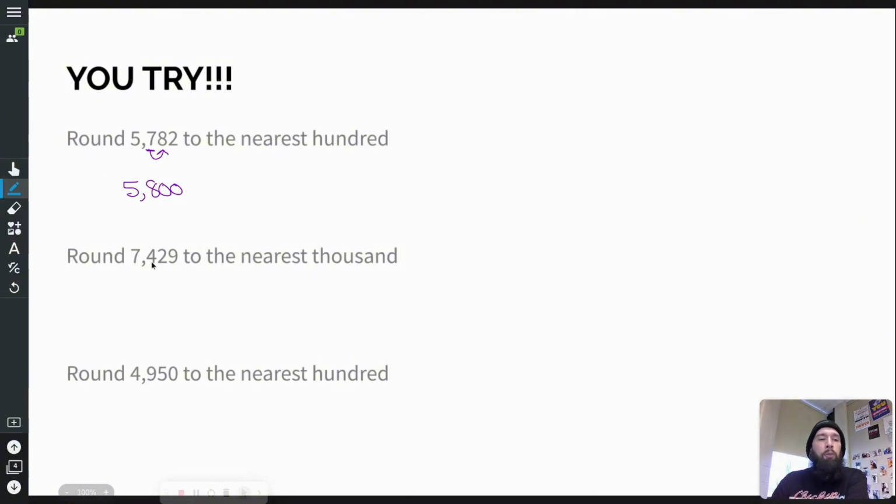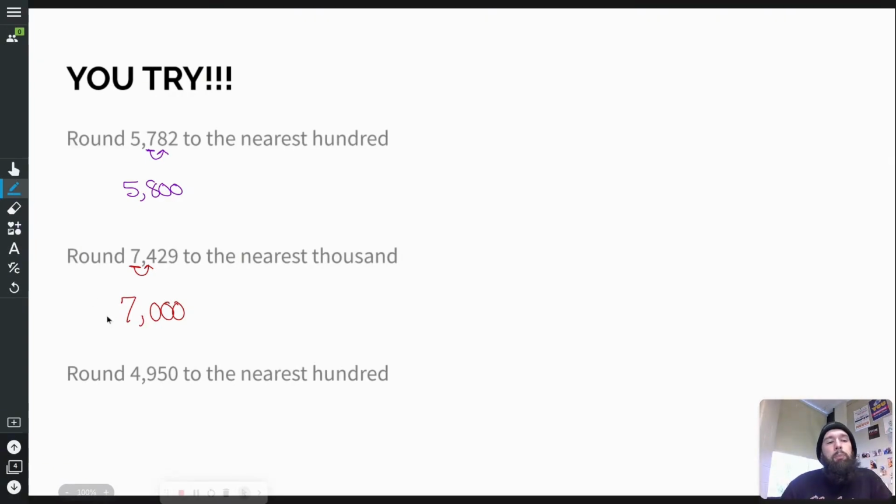Round 7,429 to the nearest 1,000. So I have ones, tens, hundreds, thousands. So I'm looking at my 7 right there. Look to the right of 7, and we have a 4. So that's 4 or below. So I'm going to let 7 go. Write everything to the right as zeros. So that's 1, 2, 3 zeros. And there's nothing to the left of 7. So 7,429 rounded to the nearest 1,000 is just going to be 7,000.